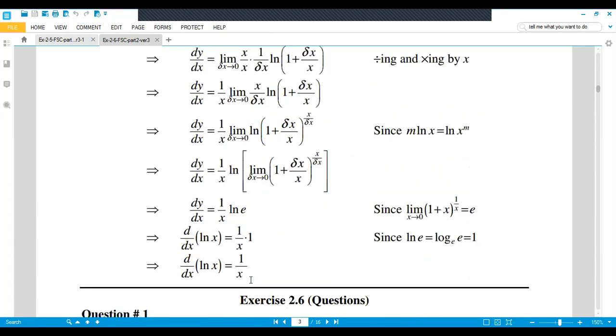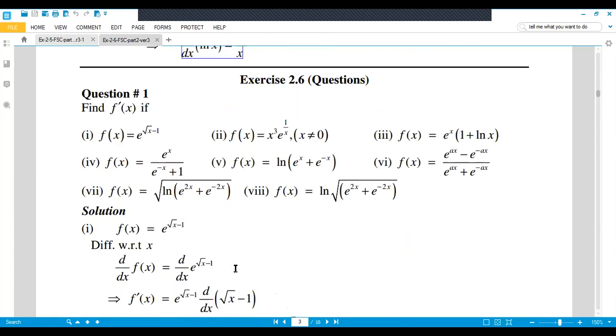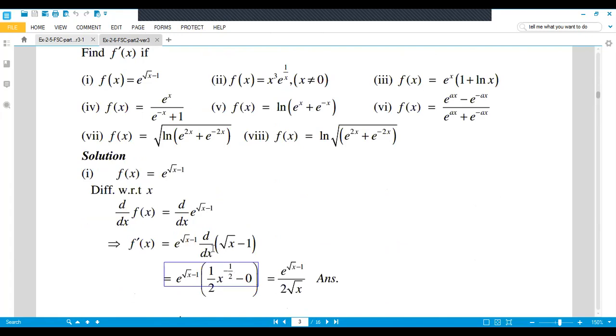You will do this proof. So the derivative of natural log of x is equal to 1 over x. You do it by yourself. Now come to the exercise. The exercise is to find the first derivative of the given function.